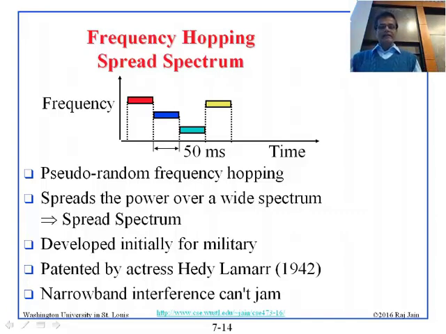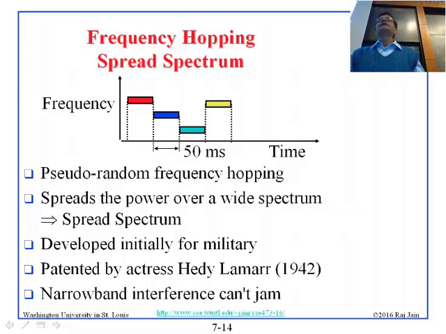And so narrow band interference cannot jam it. Narrow band means if somebody puts some kind of jamming signal, let's say here, that will not affect it. You just put a jamming signal here, only the blue will be affected, but we will continue the rest of the time.